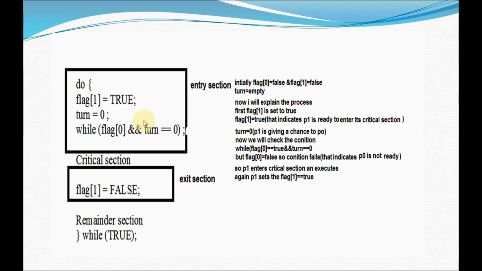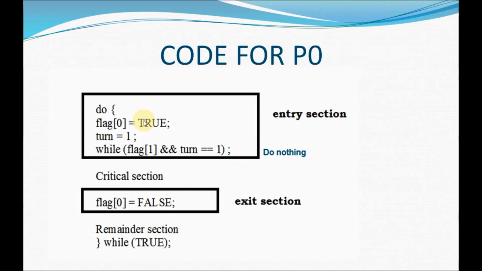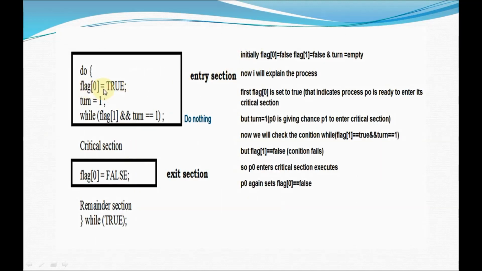Now we will see the code for P0. So this is the code for P0 here. Now I will explain the process. See here, initially flag 0 is false, flag 1 is also false, turn will be empty. You know that these are the initial values. First, what process P0 will do is set the flag 0 to true. That indicates that process P0 is ready to enter its critical section.